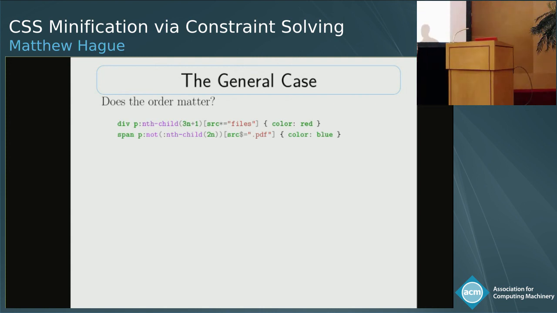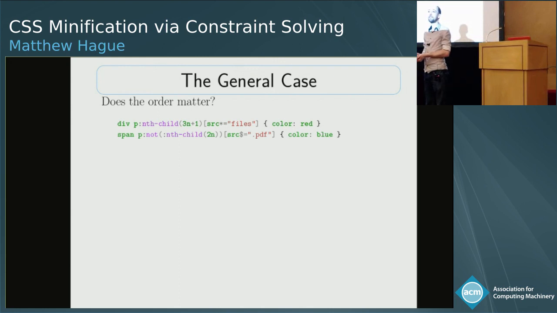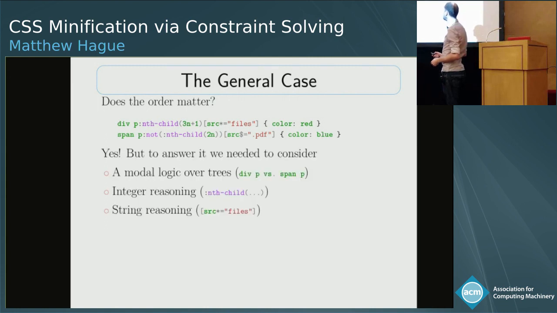However, if we actually think about selectors in their full generality, they don't look as nice and simple as we had before. They look like this. If you want to say, can these two selectors match the same node, this is a much harder question to answer. In this case, the answer is yes, but to answer it, we actually have to look at a logic that has several features. First, it's a modal logic over trees, so this bit is navigating around the tree. It has some integer reasoning, so we're talking about the nth child or not the nth child, modulo a factor of n. And we have some string reasoning, so we're saying the source contains the word file and it ends with .pdf. So we've got to reason about strings as well.